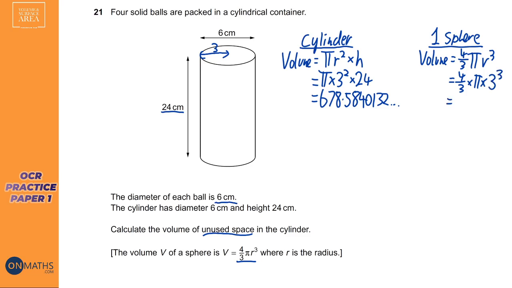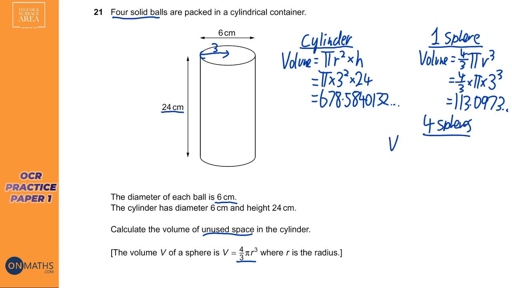So 4/3 times pi times 3 cubed, and that gives the answer of 113.0973 blah blah blah. And then we want to work out the volume of all four spheres. So let's just check. It says there's 4 spheres, right? So 4 solid balls.